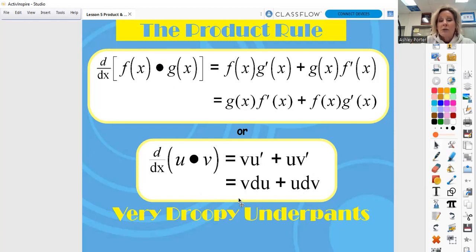To know which one comes first, v du, very droopy underpants. It's silly, but sometimes the jingles and the silly stuff is what helps you remember things. So let's practice some problems.